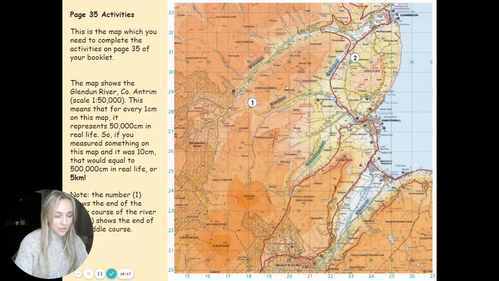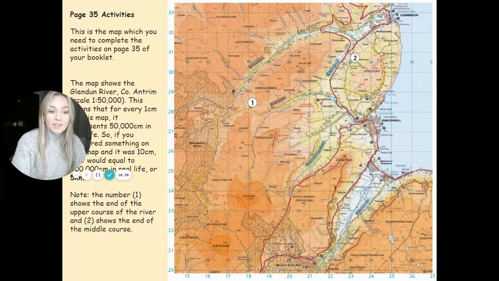Somewhere around your map will have a scale and it will tell you how many centimetres on the map represent however many centimetres in real life. The other thing was this. These numbers tell you that middle course area on this map. This tells you that number 1 shows the end of the upper course and number 2 shows the end of the middle course. So you have to measure the distance in between 1 and 2.